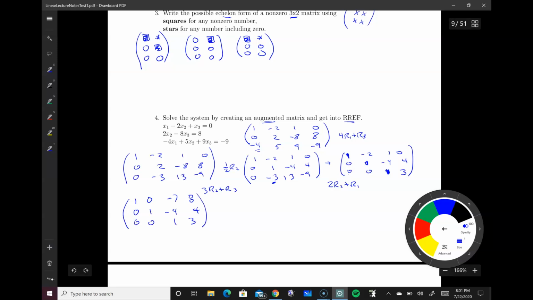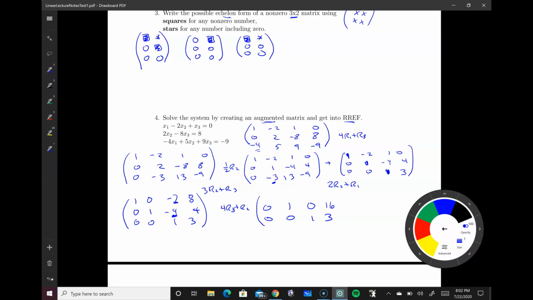All right, so now I need to get zeros in these 2 positions. So let's multiply 4 times row 3 and add it to row 2. So 0, 0, 1, 3. That stays a 1. Multiply by 4 and add, that's a 0. Multiply by 4, 12 plus 4 is 16.